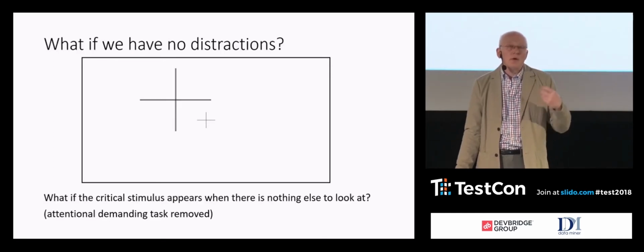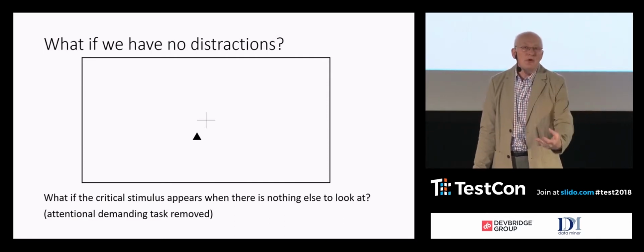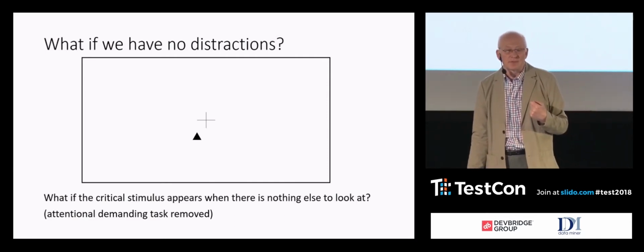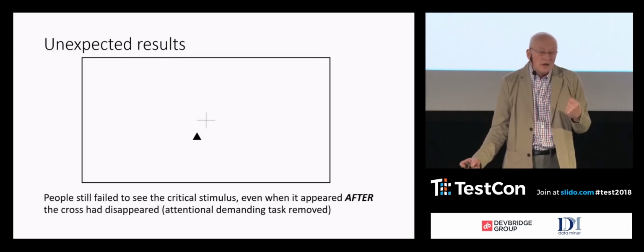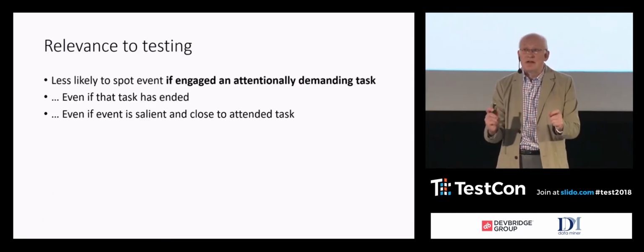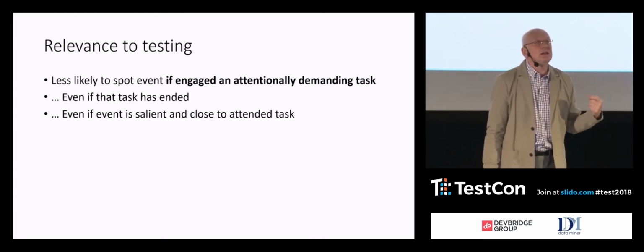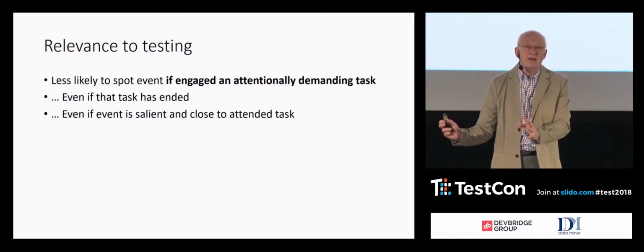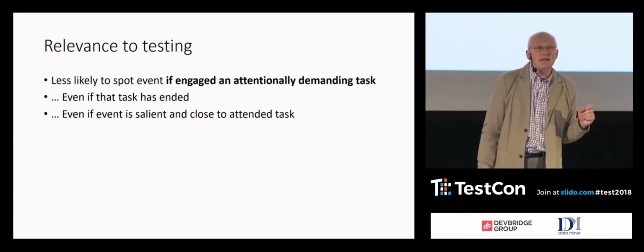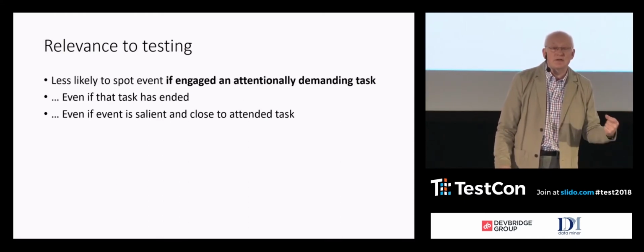They also thought, well, what if we remove the attentionally demanding task there? So we'll put the stimulus there after we've removed the cross. And actually, people still failed to see the unexpected stimulus there. So largely the results that they came out of this, and this is very relevant to test execution, we are less likely to spot an event if we are engaged in an attentionally demanding task. And that's what test execution is. Generally, we are pretty busy then. Even if that task has ended, and even if the event is highly salient and is close to the intended task, we will still fail to spot it. Okay, so I'll carry on.